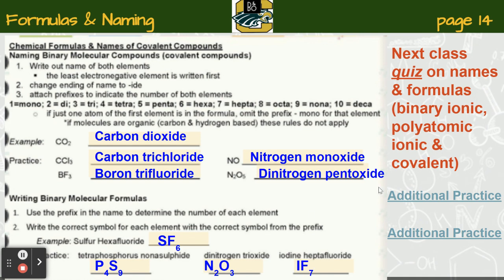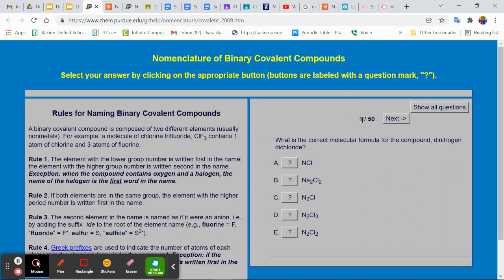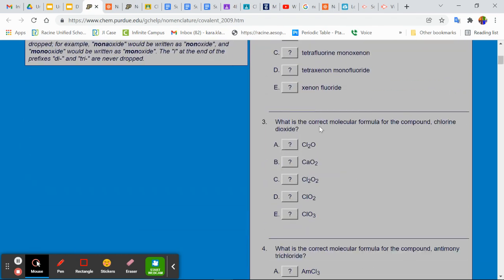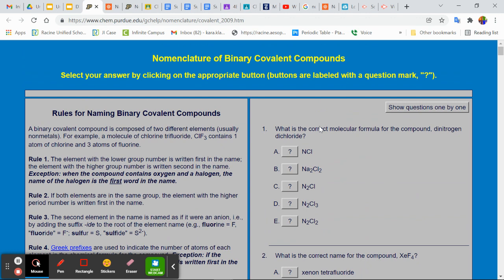I really suggest that you do this additional practice, especially the top one here, because there are 50 problems and it's all multiple choice. You can even just show all the questions and see all your yes and no answers. Just keep doing this practice until you get them correct.